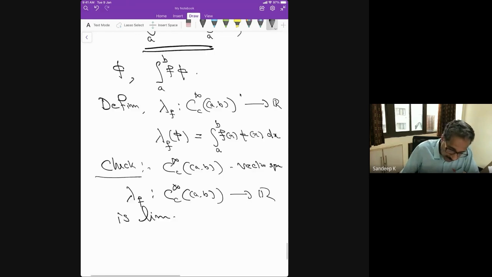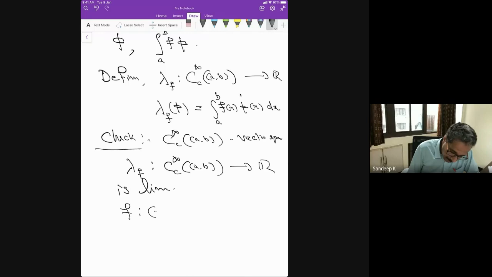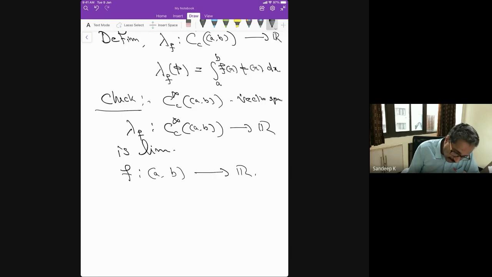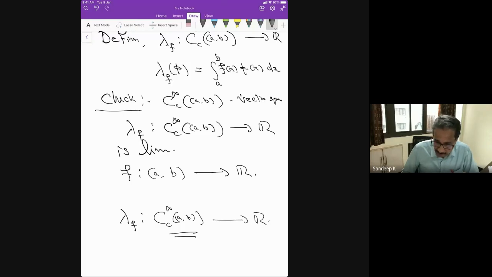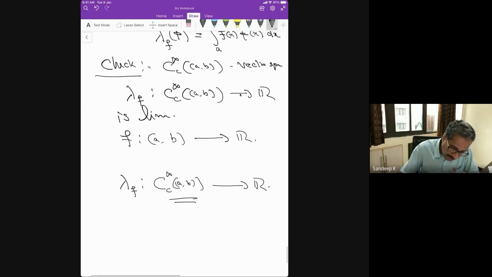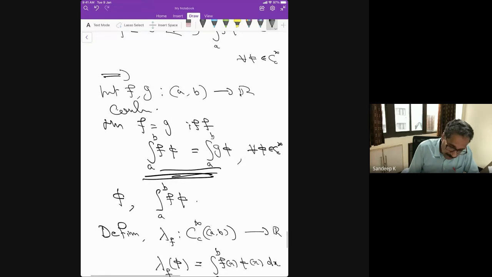Okay? So what I have done is, I have an f from AB to R, which is given. Correspondingly, I introduce something called lambda f, which maps from C_c infinity of AB to R. So if f is a function from AB to R, that will induce a lambda f, a linear map from this vector space to R, what is known as a linear function. In my new notation, this is lambda f of phi and this is lambda g of phi.